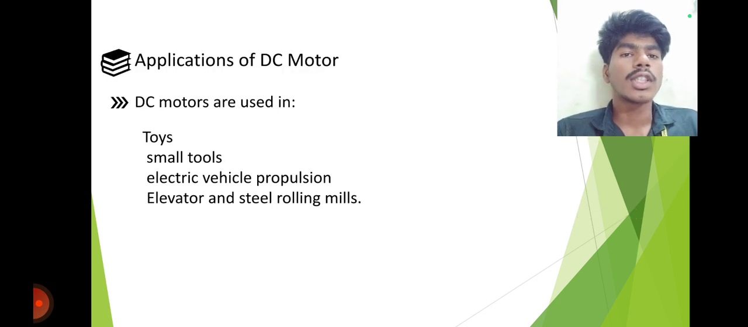Applications of DC motors. DC motors are used in toys, small tools, electric vehicles, elevators, and steel rolling machines.